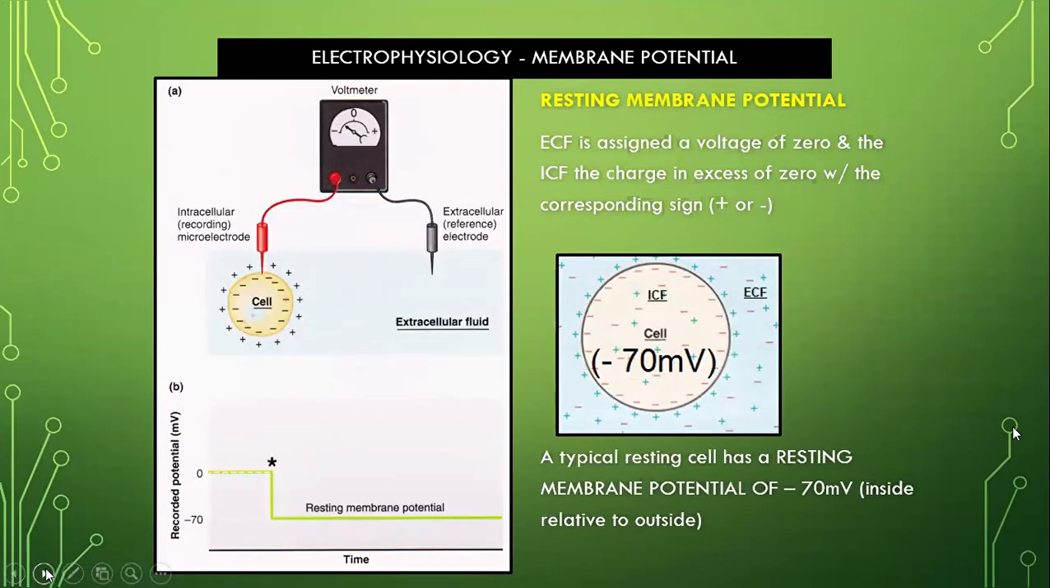Resting membrane potential. In the cell, it is minus 70 millivolts. A typical resting cell has a resting membrane potential of minus 70 millivolts inside relative to the outside. Extracellular fluid is assigned a voltage of zero, and the intracellular fluid the charge in excess of zero with a corresponding sign of positive or negative. Inside the cell, the normal is negative 70 millivolts. That is your resting membrane potential.